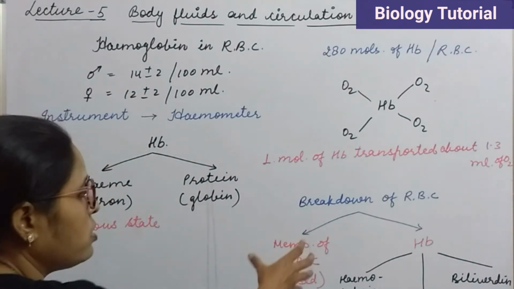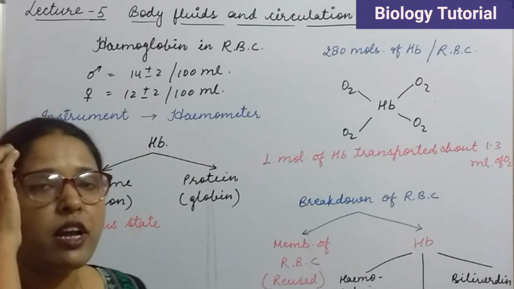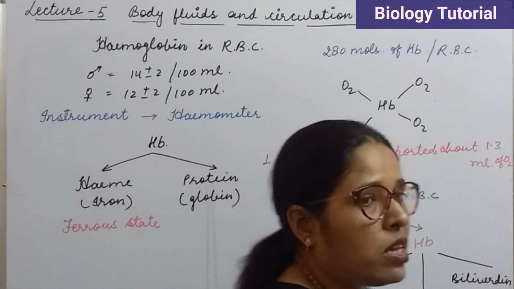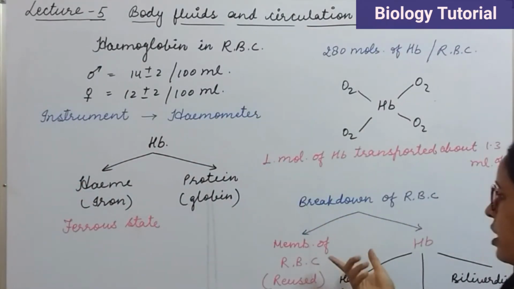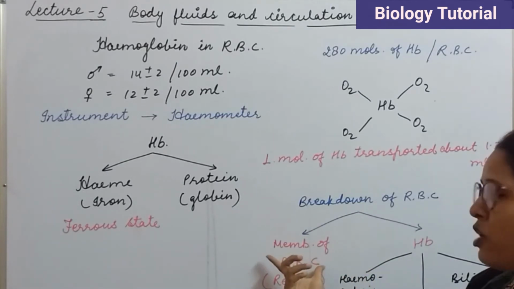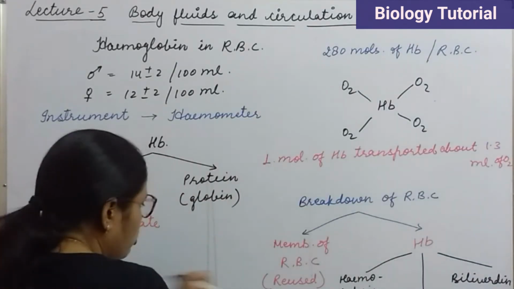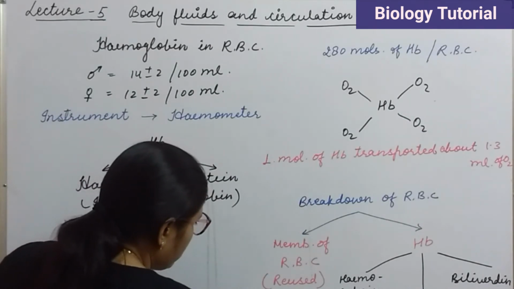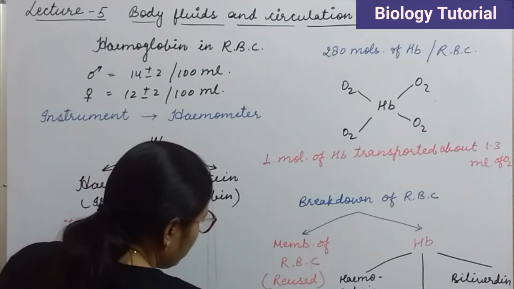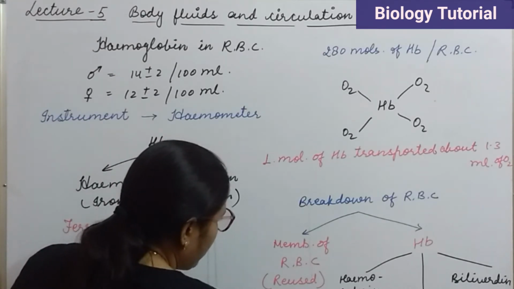Clear? The process of breakdown of RBC is going to take place in the liver of the body. And in this case, the membrane of RBC is going to separate. The membrane of RBC is called Donan's membrane. So this membrane gets separated.